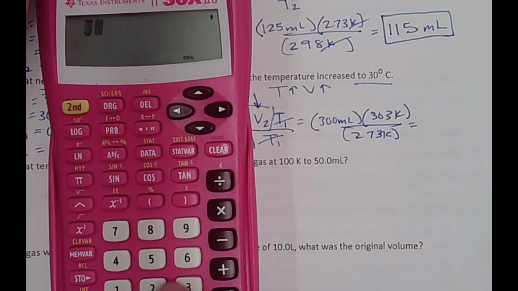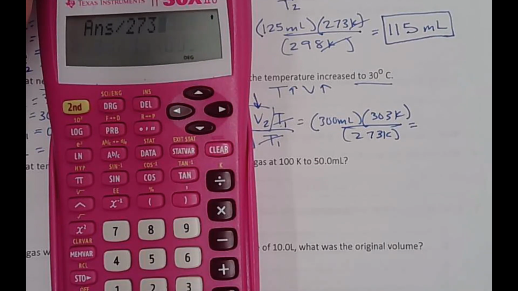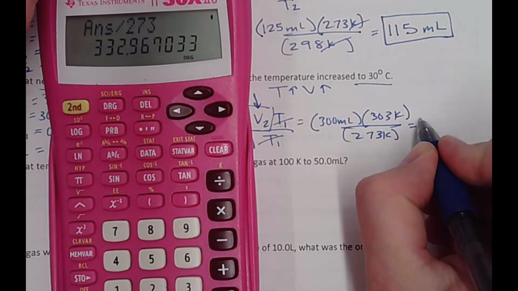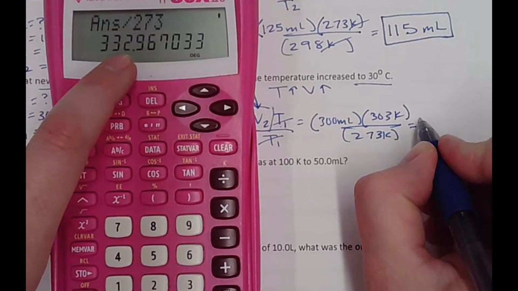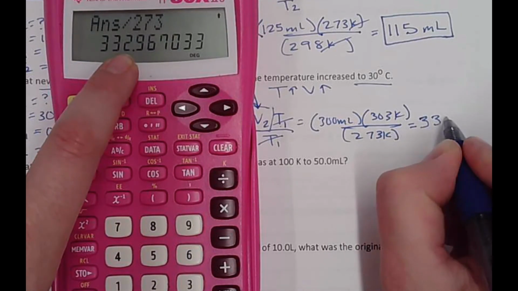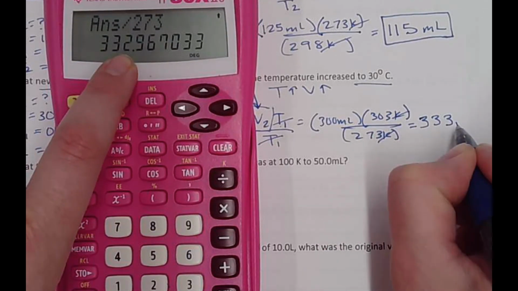So 300 times 303 divided by 273. And I'm keeping 3 significant figures, so that 9 is going to round the 2 up. So 333. Kelvin cancels. I'm in milliliters.